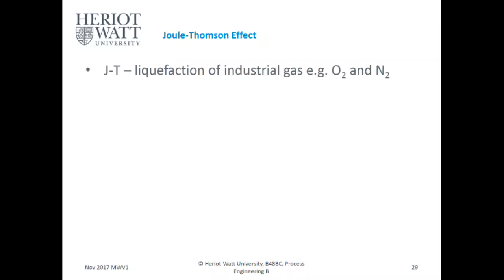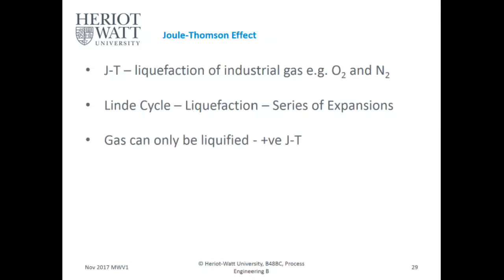Joule-Thomson is often used for liquefaction of industrial gases such as O2 and nitrogen. The Linde cycle is the most common one, and it uses a series of expansions to bring down the temperature. It's more efficient, and you'll learn in the future how to calculate why it's more efficient. With a series of expansions, the gas can only be liquefied because it's a positive Joule-Thomson effect. Obviously you'll heat up the gas if it's negative.